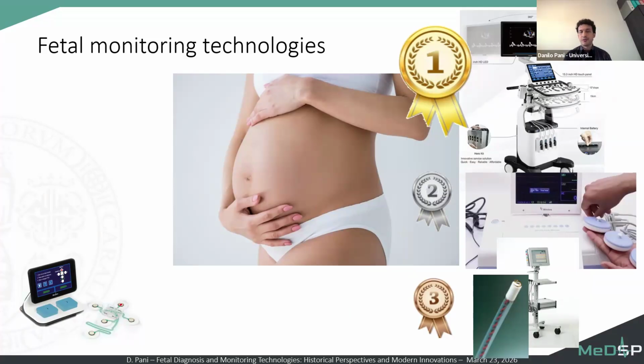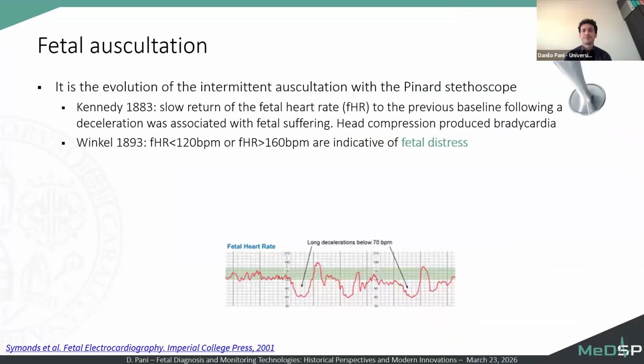The cardiotocography, which is mainly used in labor, and invasive fetal electrocardiography, which is also sometimes accompanied by non-invasive fetal ECG devices that are gaining some space also in the clinical practice. So let's start this journey with fetal auscultation. Fetal auscultation is of course the oldest technique.